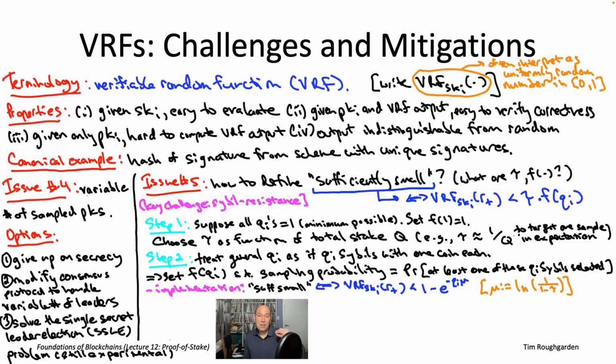So specifically, this idea is equivalent to setting the right-hand side of the blue inequality to the expression 1 minus e, where e is the base of the natural logarithm, 2.718..., 1 minus e raised to the minus stake amount q sub i times a parameter mu. Mu here is just a reparameterization of tau. Specifically, mu is the natural log of the quantity 1 over 1 minus tau.